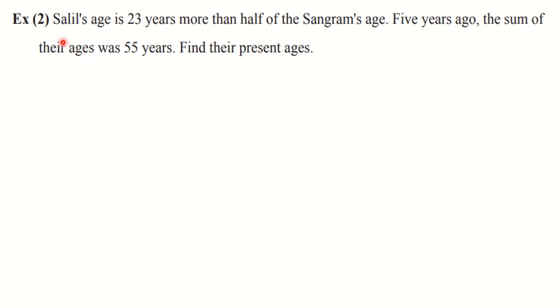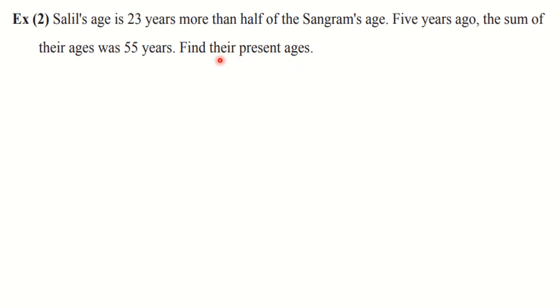Okay, so let us read the question. Sahil's age is 23 years more than half of Sangram's age. 5 years ago, the sum of their ages was 55 years. Find their present ages. As I have said, read the question once. If you don't understand it, read it twice.